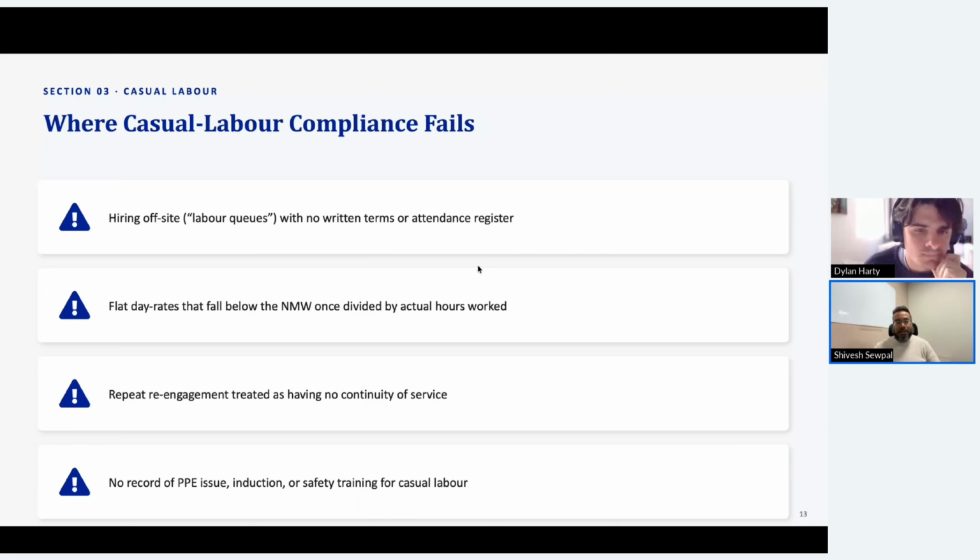Repeated re-engagement. This is a big one. If the same casual worker is called back day after day, week after week, or month after month, you may no longer be dealing with a truly casual once-off arrangement. That can start to look like ongoing employment. No PPE induction or safety records. This is not just a labor issue, it's also an occupational health and safety issue. If a casual worker is injured on site and there is no evidence of induction, PPE issue, or safety training, the employer is exposed on multiple fronts.